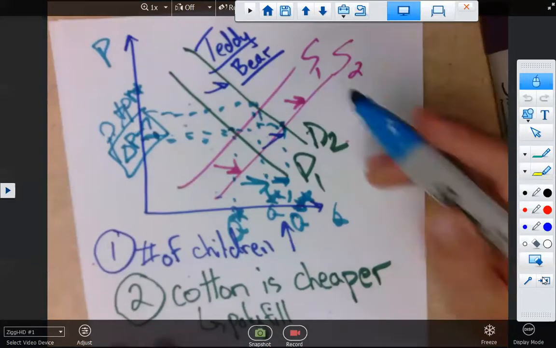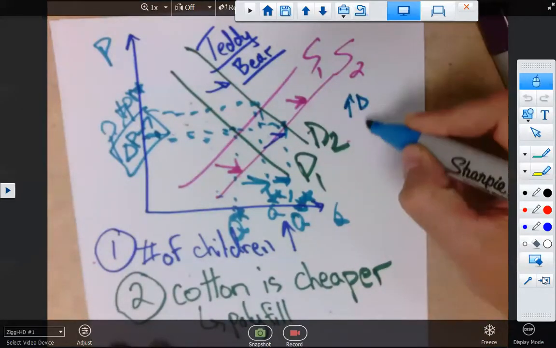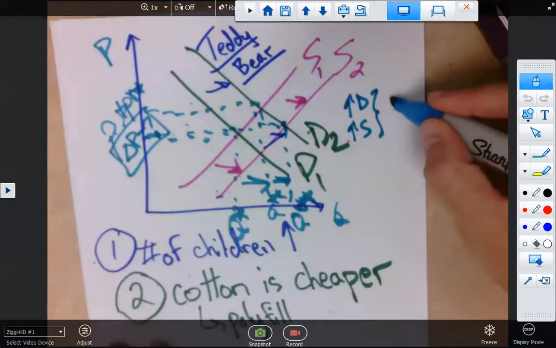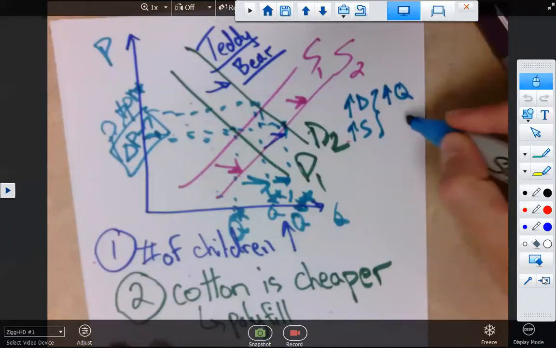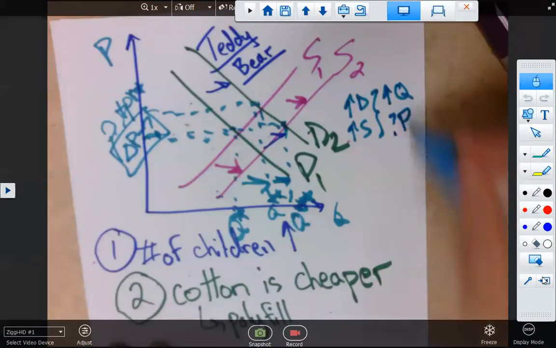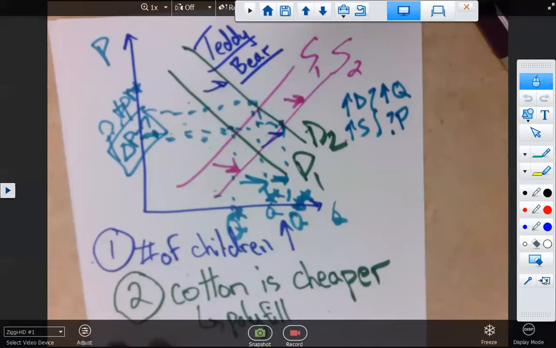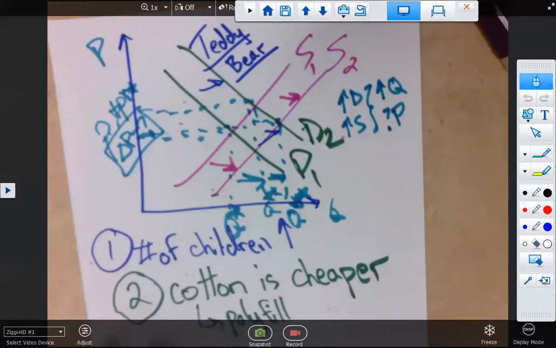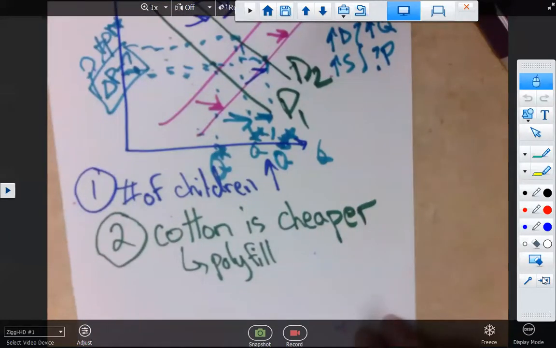So when I have an increase in demand and an increase in supply, that means I'm going to get an increase in the quantity, but I don't know what happens to the price. So why don't we know what's happening to the price? Here, let's take a look down at the bottom real quick.